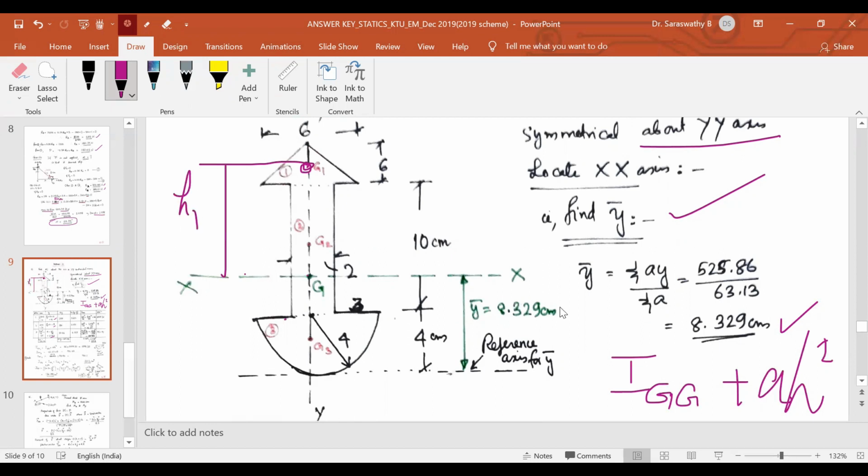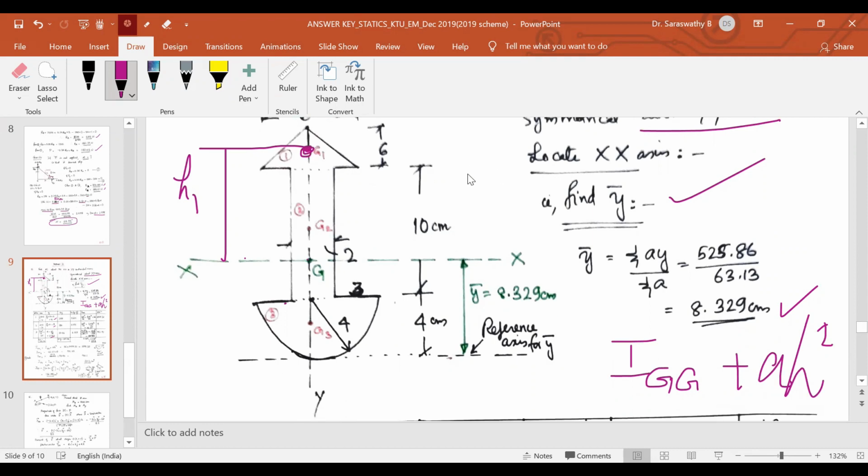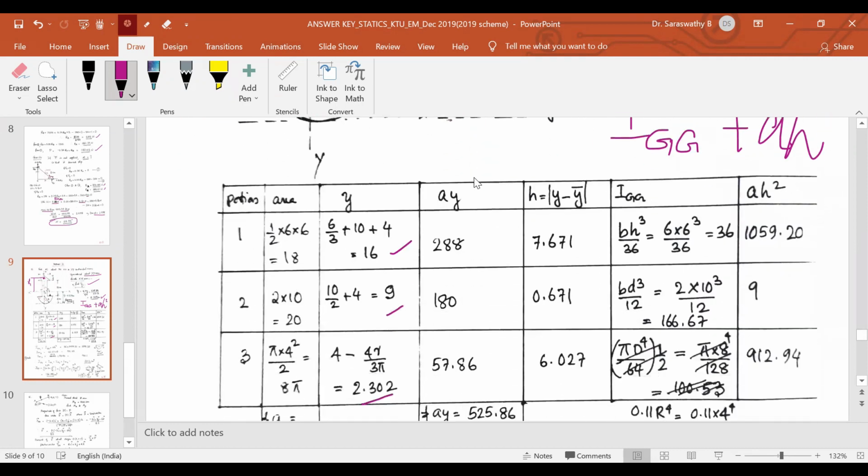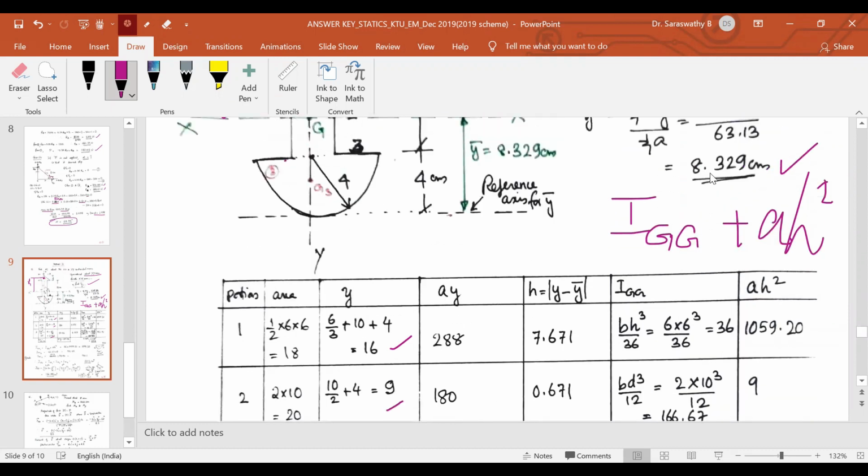Distance from the common centroidal axis up to the centroid of that particular portion considered. Instead of thinking much about it, we can just get it as y minus y bar. For the first section, we have already written what is y. Y1 is 16. Y bar is now 8.329. So simply do 16 minus 8.329. Take the absolute value. Anyway, we are taking h square, so even if it is negative, it doesn't matter. But being a distance, we take h, the absolute value.